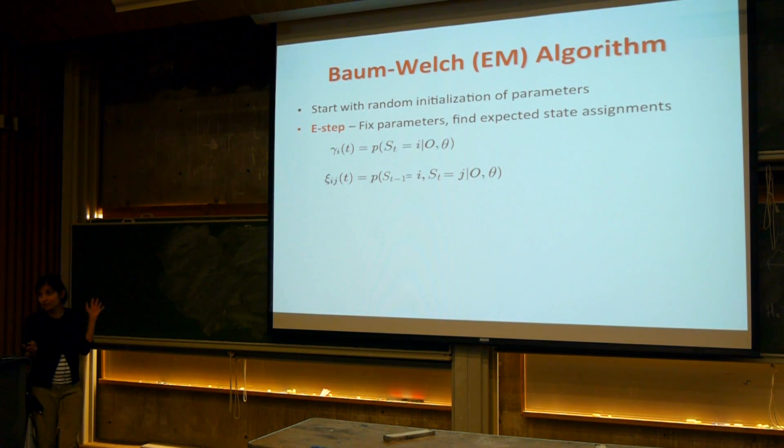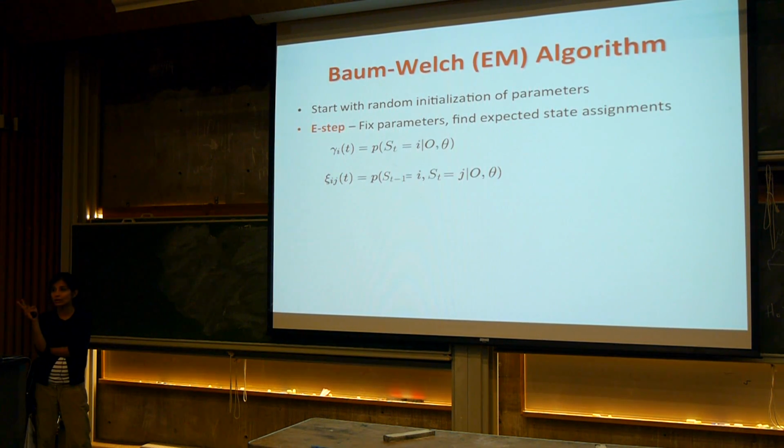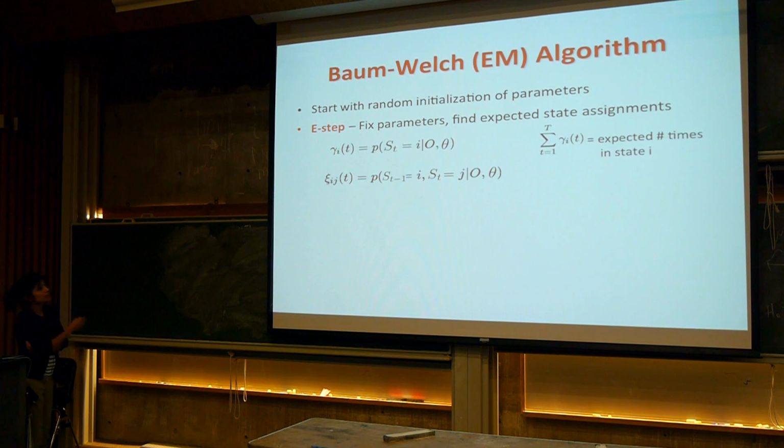You start with a random initialization of your parameters. Once you know the parameters, you can find the expected state assignments at a time t. What's the probability that the state assigned at time t is i, given the observations O1 to OT and your current parameters? And you can also compute the probability that the state at time t minus 1 was i and that at time t was j. These are just two inference questions once you're given the parameters, so hopefully you all know how to do that. And what's the M step?